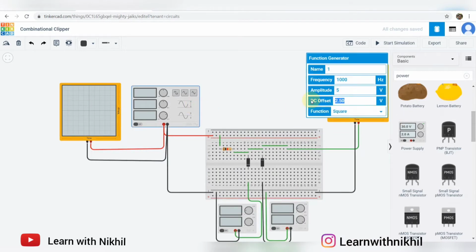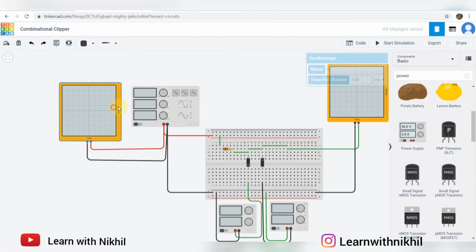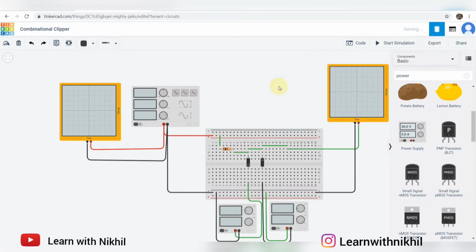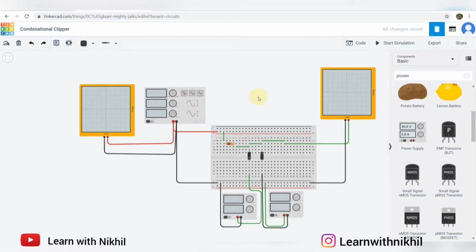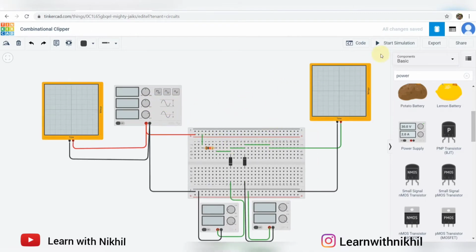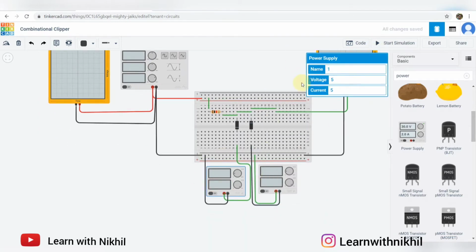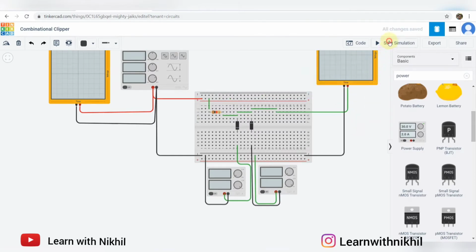Just change this DC offset to 0, change to sine wave, frequency can change. First I'll keep it 500. You can change it as per your output requirements. Just start the simulation and check. I'll keep these voltages first to 0 for both. This also voltage to 0. Start the simulation.